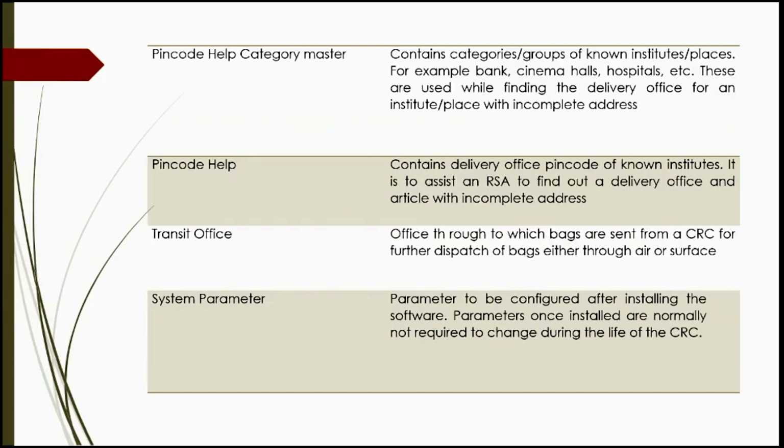Transit office. You saw that we have office of origin and office of destination. Apart from this, there will also be offices through which these bags will be passing. Those offices are called transit offices. You may not have direct connectivity to the office of destination, so there might be a transit office present. In that case, what are all the transit offices present? That data is going to be here.